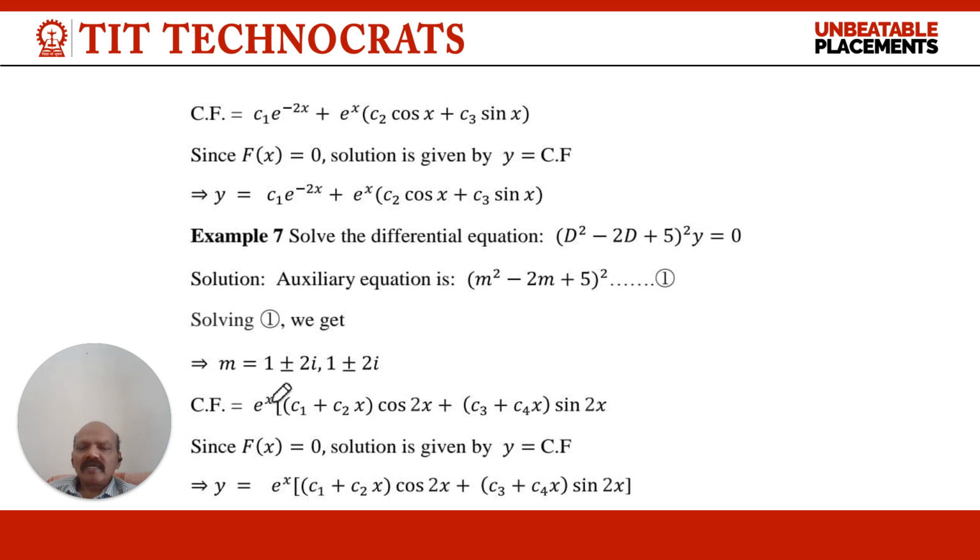So here you see e raised to alpha x. This is the case for the first two roots, and this is the case for the second two roots. So we have (c1 plus c2 x) into cos beta x, where beta is 2 and alpha is 1. Similarly, plus (c3 plus c4 x) into sin 2x. अगर इसमें एक और रूट रिपीटेड होती तो इसी में हम आगे ऐड कर देते प्लस सी थ्री एक्स स्क्वायर, और यहां भी ऐड कर देते प्लस सी फाइव एक्स स्क्वायर. In this way we can find the solution for any number of repeated roots.